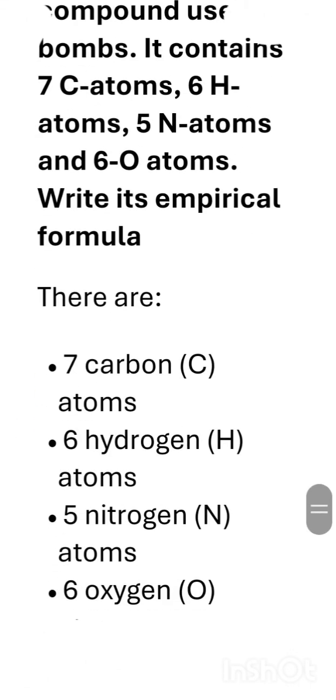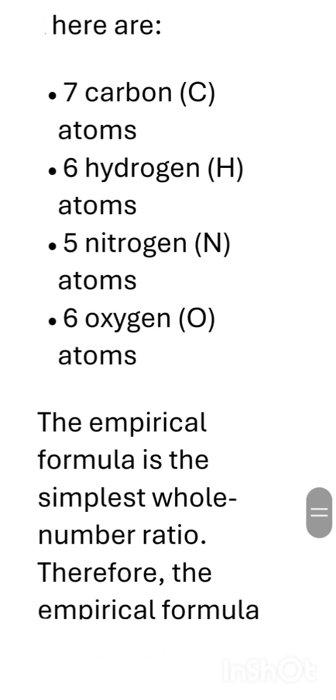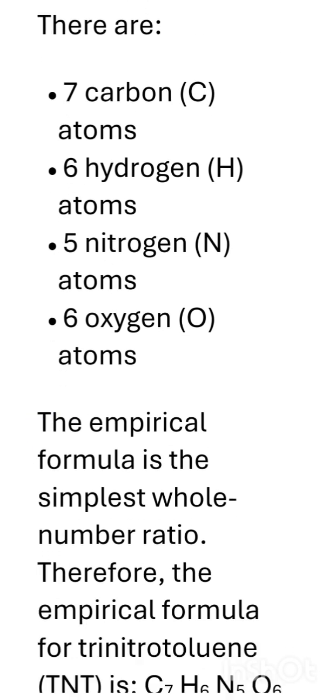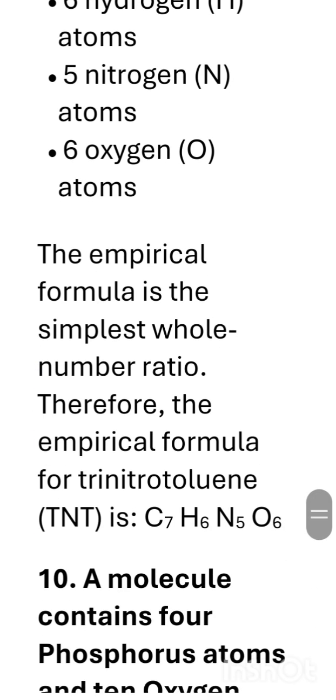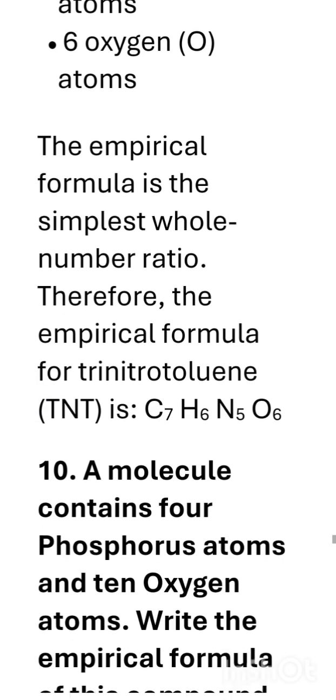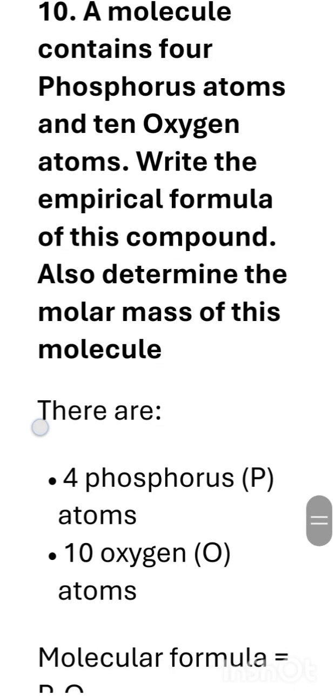So first of all, we are going to collect the number of atoms, like 7 carbon atoms are given, 6 hydrogen, 5 nitrogen, and 6 oxygen atoms are given. So as you know, that empirical formula is the simplest whole number ratio, so you just have to write these numbers in the subscript as C7, H6, N5, and O6, because these are the total number of atoms given for TNT.